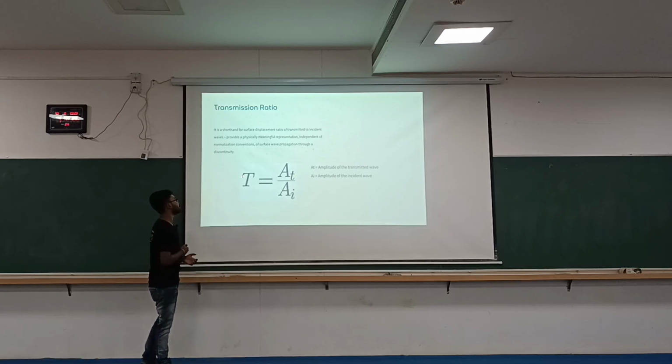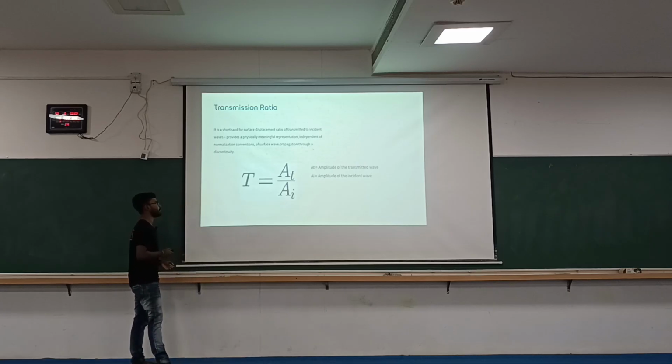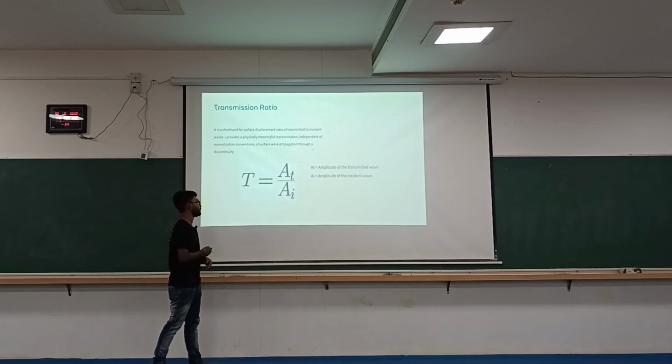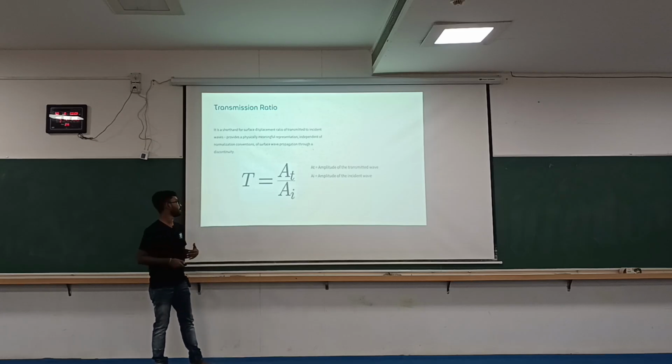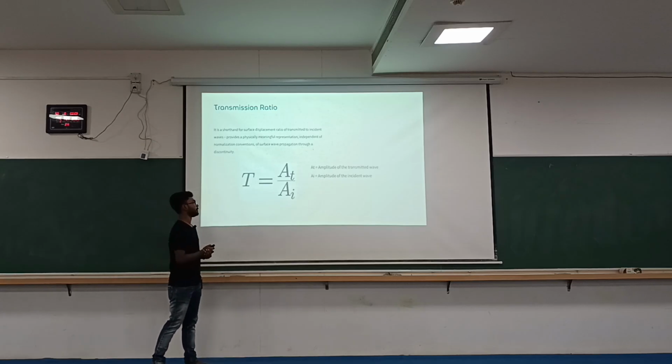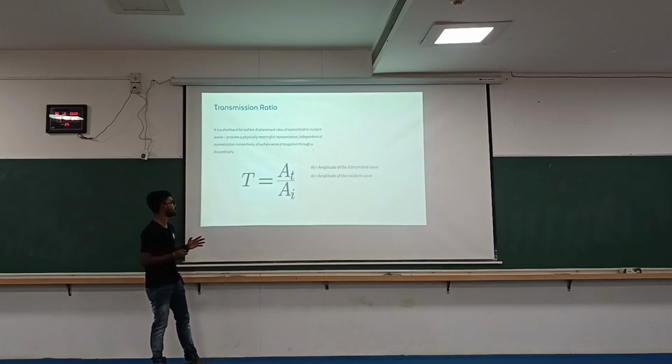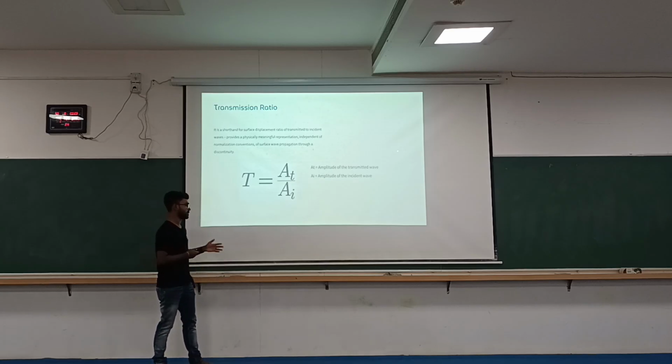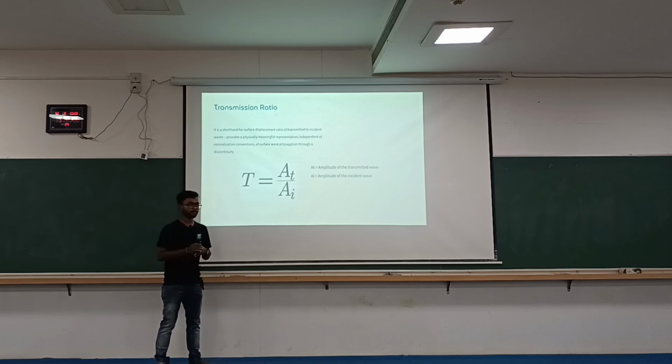We have defined a term called transmission ratio. We didn't define this term; it is defined by some other professors in their research work. This is simply the ratio of the amplitude of the transmitted ray divided by the incident ray.